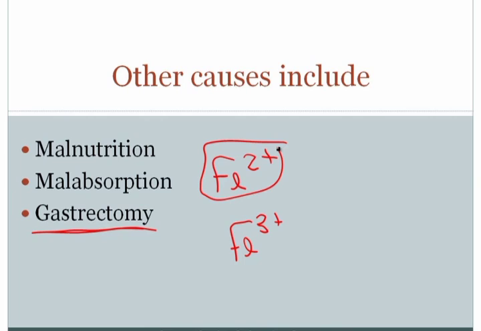Gastrectomy, where a patient would lose part of the stomach, may result in decreased acid, and the decreased acid would result in decreased bioavailability of iron because less iron would be in the 2+ state. So this becomes important again because it ties into a little bit of biochemistry.